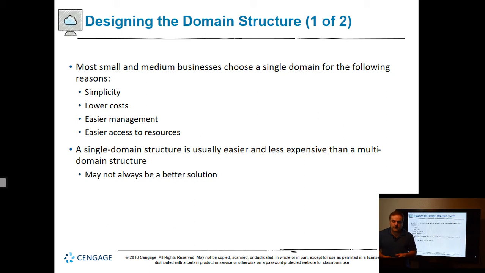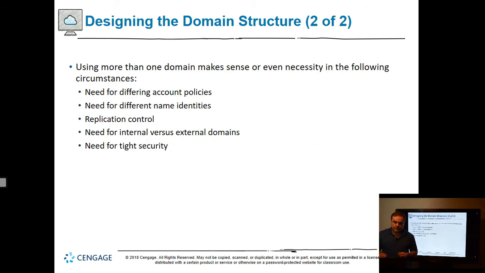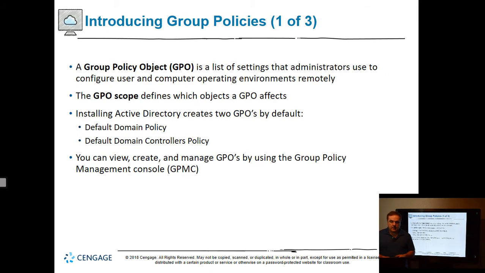Most small and medium-sized businesses, as I mentioned, just have a single domain, single forest type of situation. It's simpler, lower cost, easier to manage, and easier to access resources. Using more than one domain makes sense, or even is a necessity, if you have these different things happen: need for differing account policies, name identities, tighter security. So if you don't want one user accessing data from another business unit, having separate Active Directories will also tighten that security down.